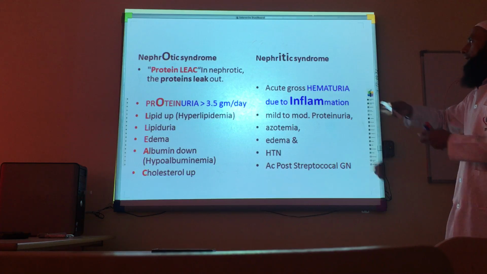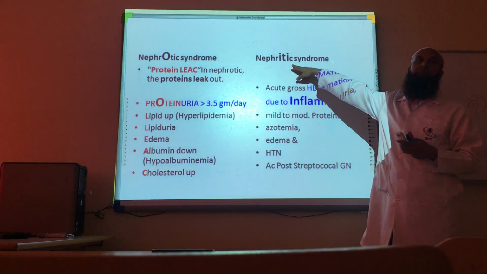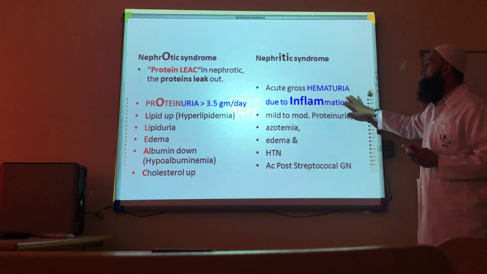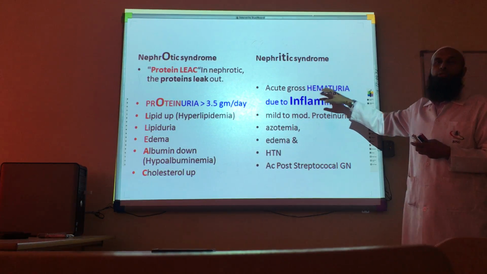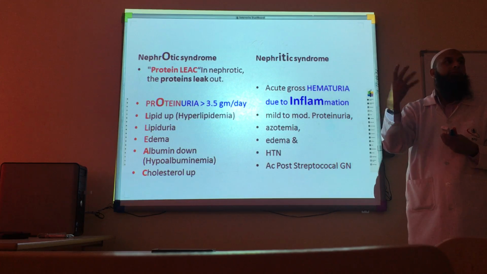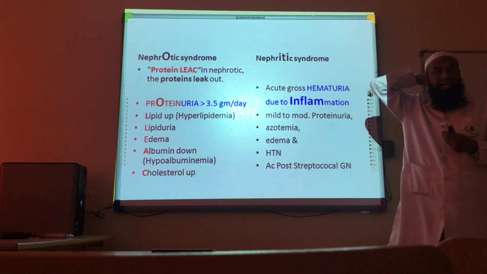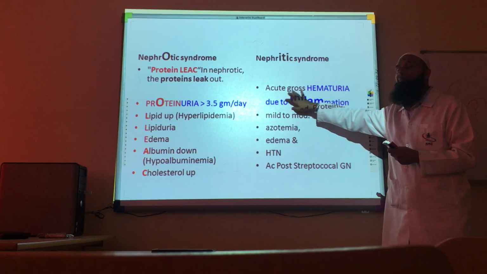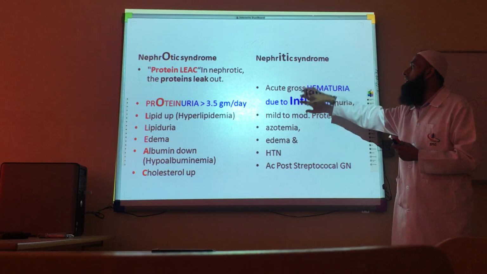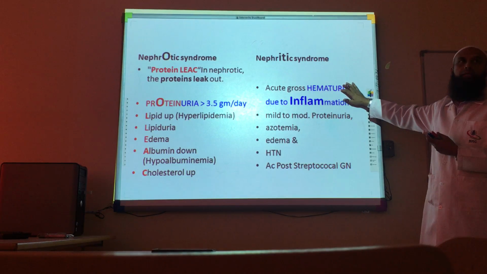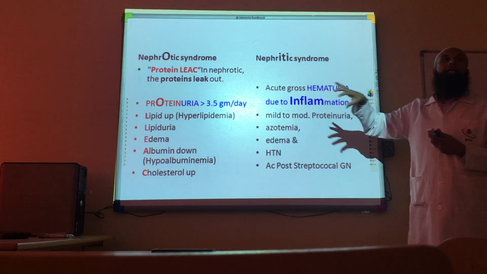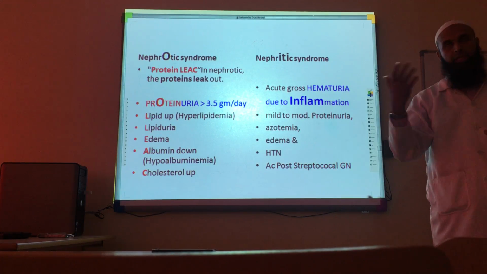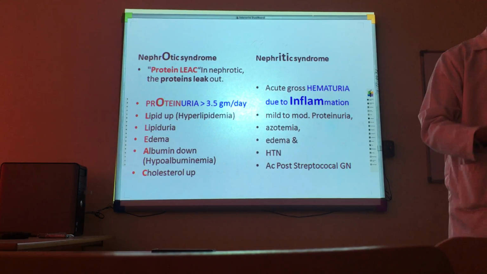Now we come to nephritic, and you know the word itis means inflammation. That's why in nephritic there is mainly hematuria, and hematuria is always there whenever there is excessive blood damage via inflammation. So in these glomerular diseases there is inflammation going on, which is causing gross hematuria. The word gross means hematuria which can be seen on a large scale, even with the naked eye.